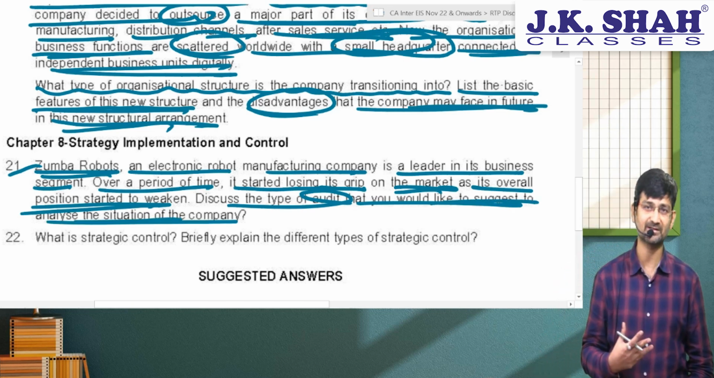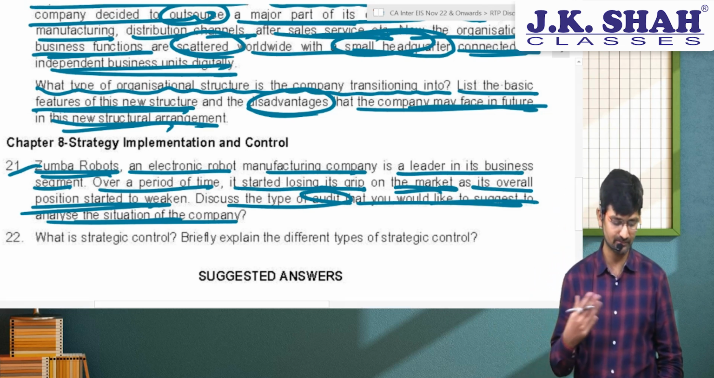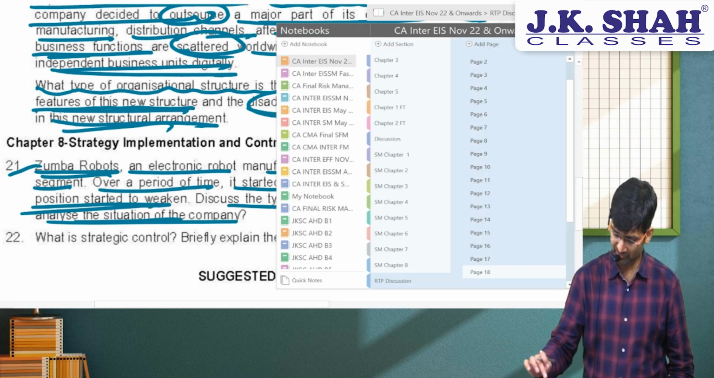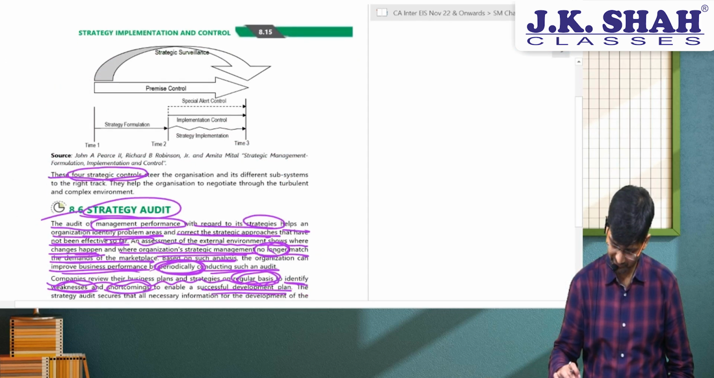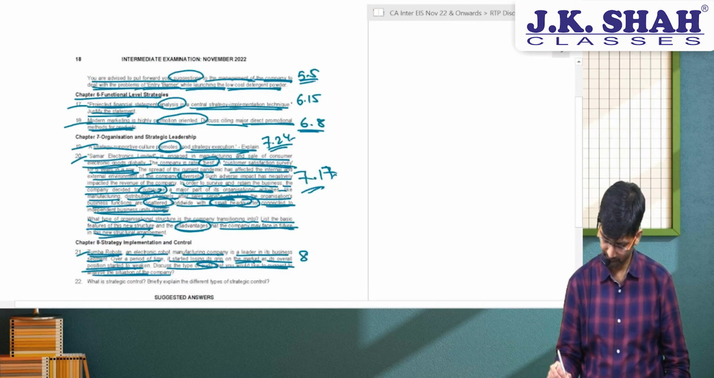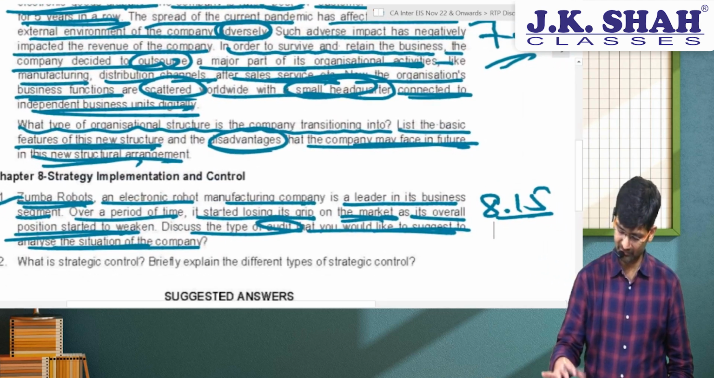You obviously know the answer. It's an SM paper. You don't have any other audit that you're discussing in this syllabus. Okay, this is strategy audit. So you do a strategy audit, which is covered in chapter 8. Strategy audit is 8.15. Okay, strategy audit is what you have to do.